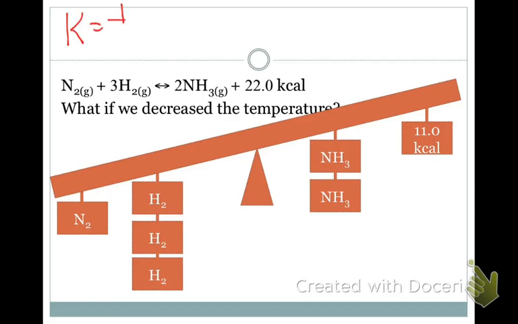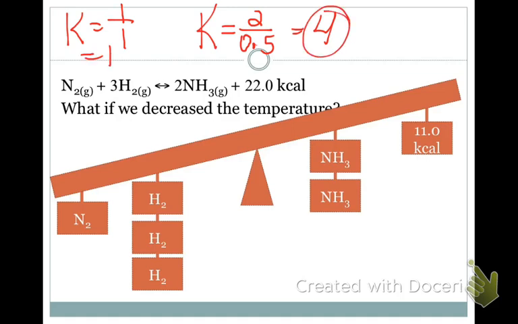Initially we could have had products over reactants of 1/1. Now I'm changing it, so I can increase the amount of the products, so the top number increases, but I'll decrease the amount of the reactants. So when we have this, K is equal to 4. Initially, K was equal to 1. When we decrease the temperature, K was equal to 4. So K ends up increasing.